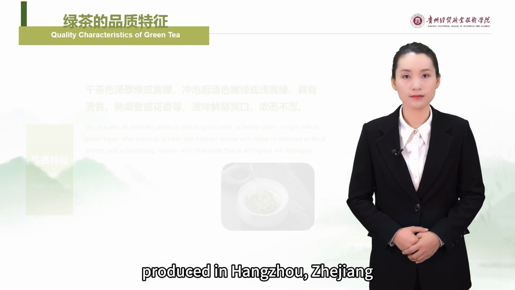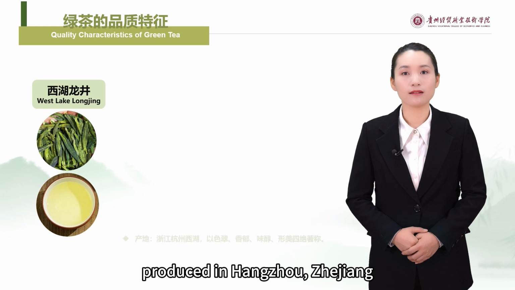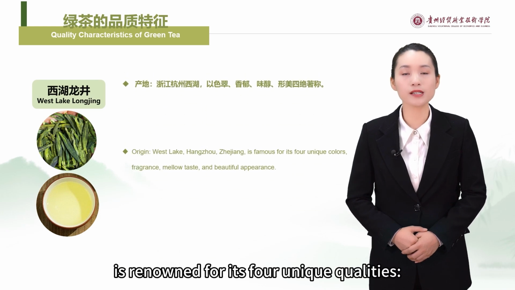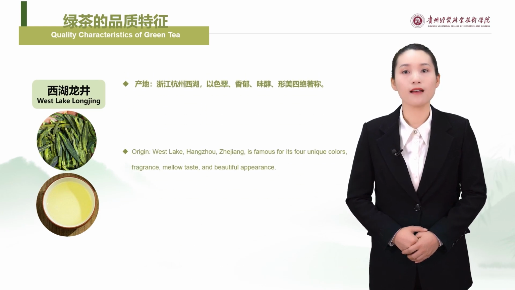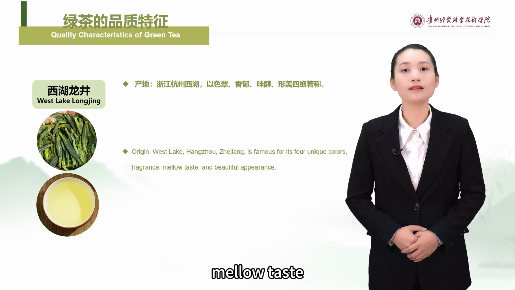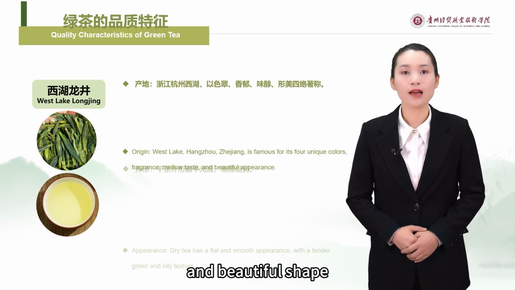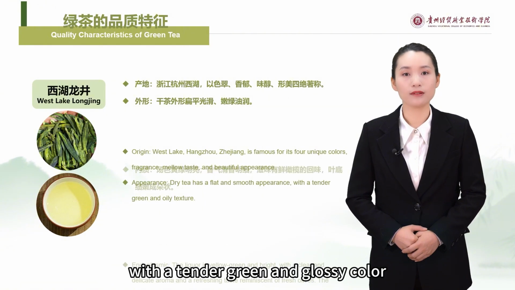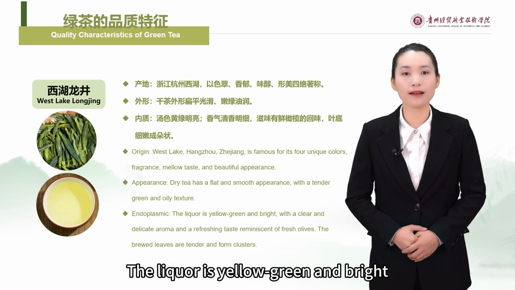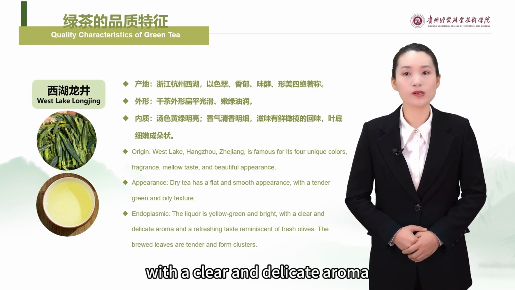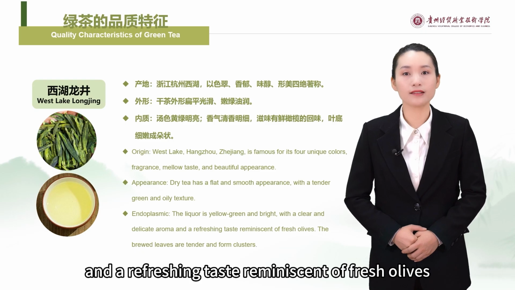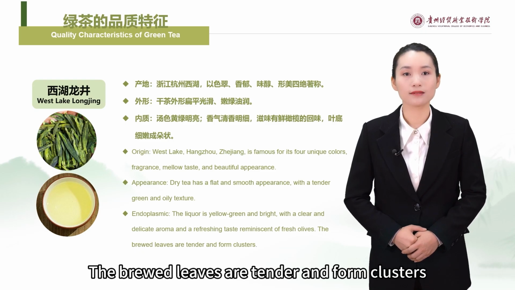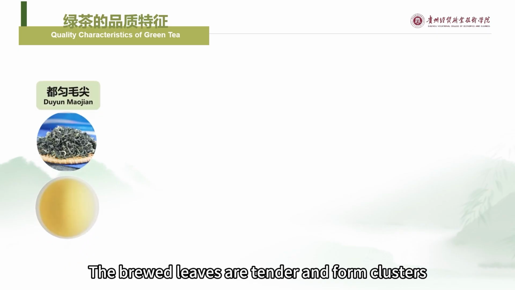West Lake Longjing, produced in Hangzhou, Zhejiang, is renowned for its unique qualities: green color, rich fragrance, mellow taste, and beautiful shape. The dry tea has a flat and smooth appearance, with a tender green and glossy color. The liquor is yellow-green and bright, with a clear and delicate aroma, and a refreshing taste reminiscent of fresh olives. The brewed leaves are tender and form clusters.